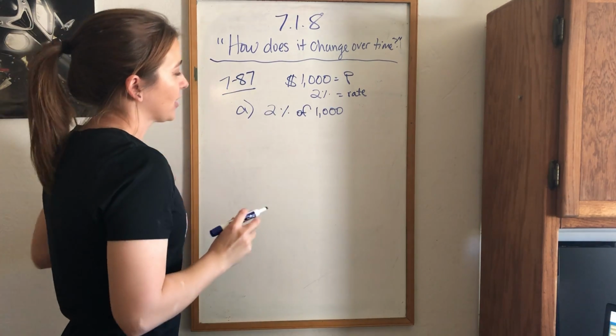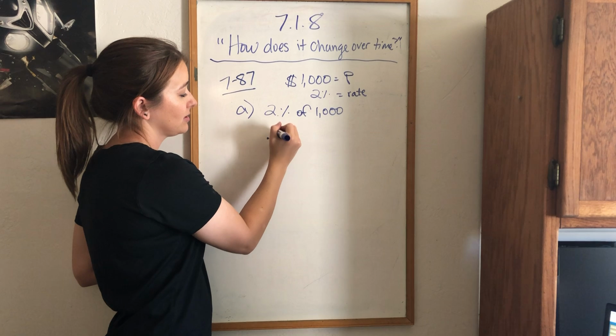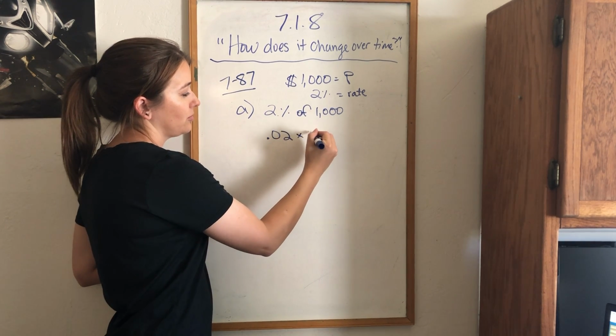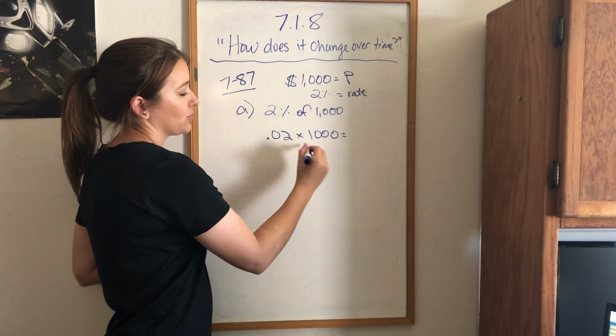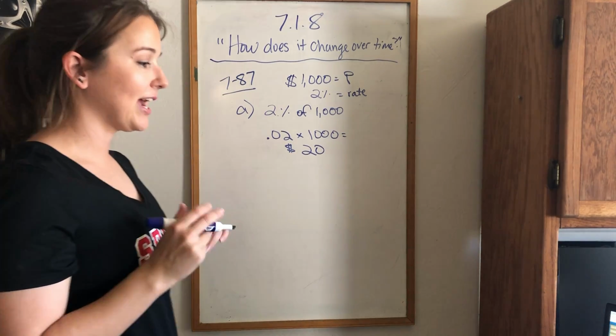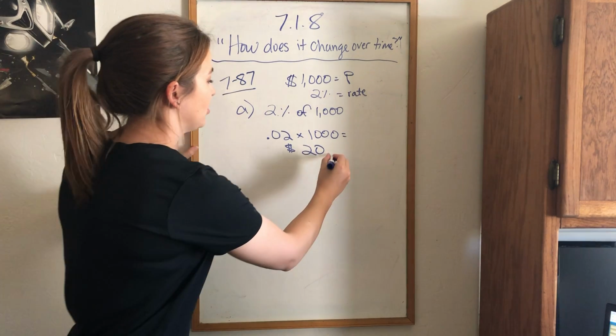And if you want to do that in your calculator, we need to move the decimal point over to the left twice to make it 0.02 times 1,000. And I remember this one is $20. So each week they're going to add $20 to that loan.